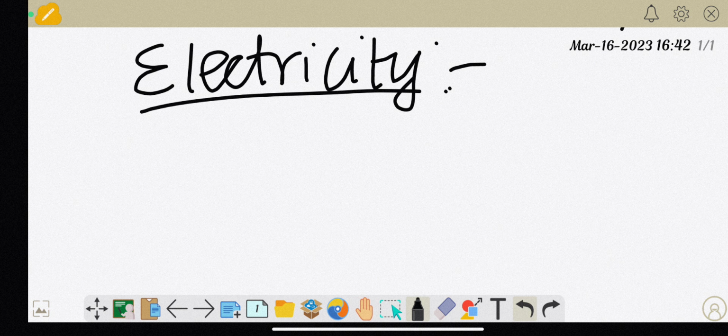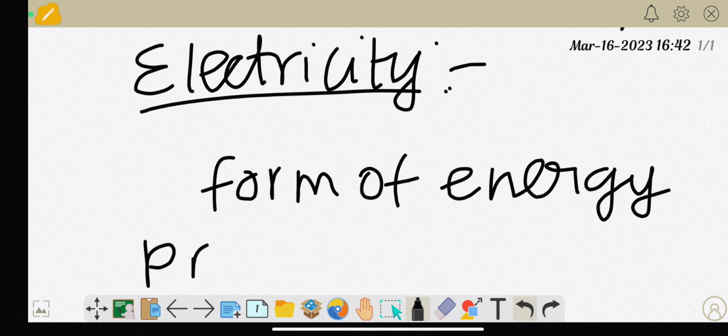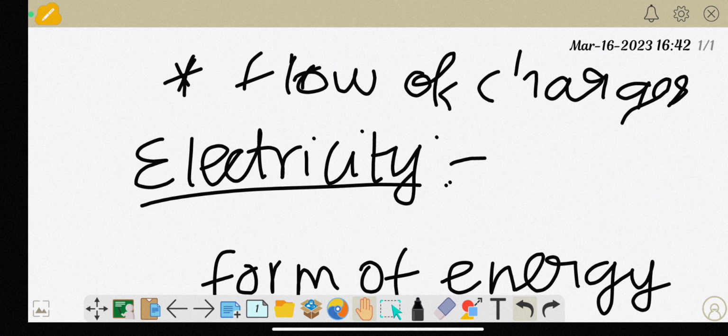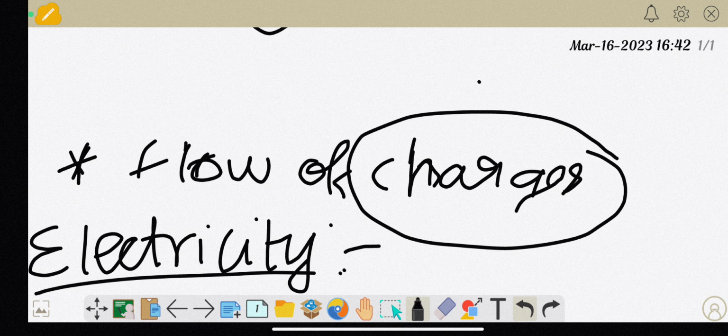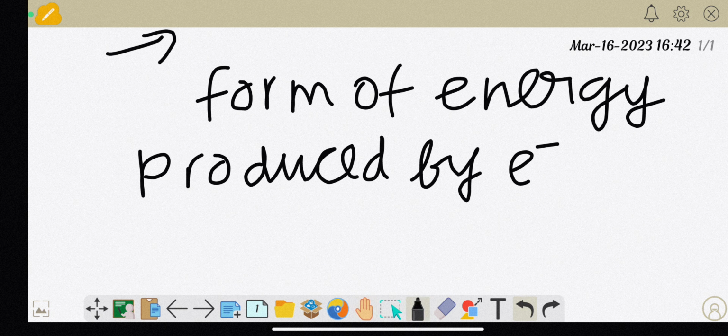Electricity means it is a form of energy produced by electrons. When I said current, it is flow of charges. I have not mentioned anything about electrons. But when we are talking specifically about electricity, it is due to electrons. So that is the difference.